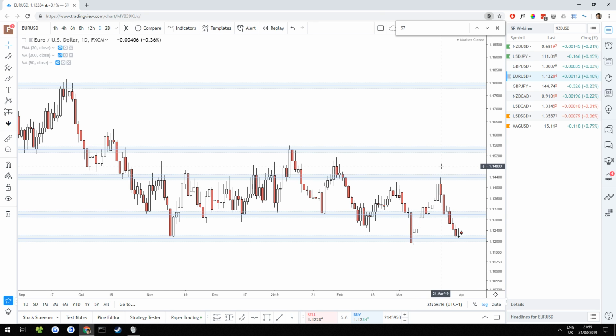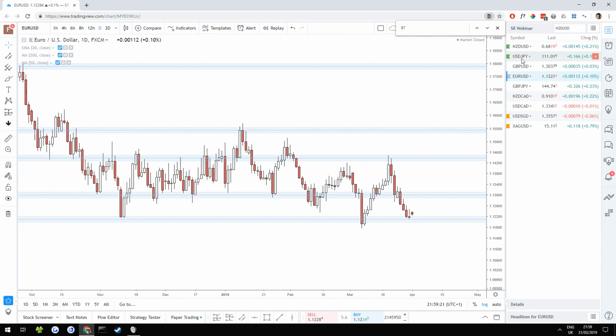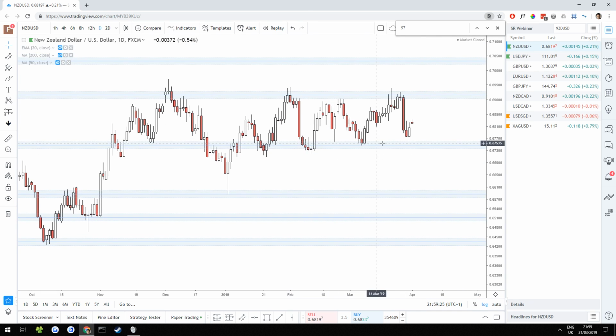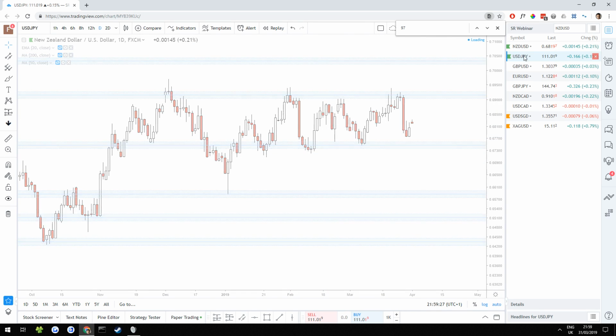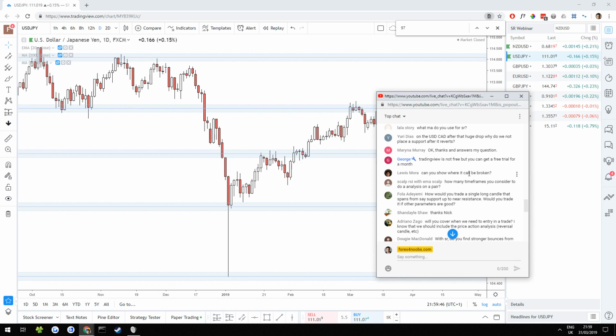Lewis Mora, can you show where it can be broken? I'm not sure what you mean where it can be broken. If you mean where support resistance areas can be broken, it's not. I mean, you see that just by me having placed them. There's a bunch of places where support resistance is broken. Here, there. Support resistance always breaks. Yeah, I mean, there's heaps of spots where it's broken.